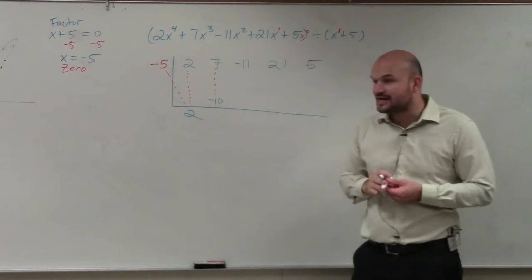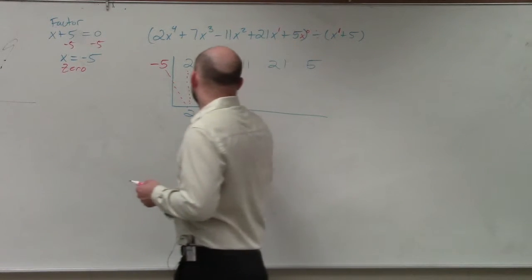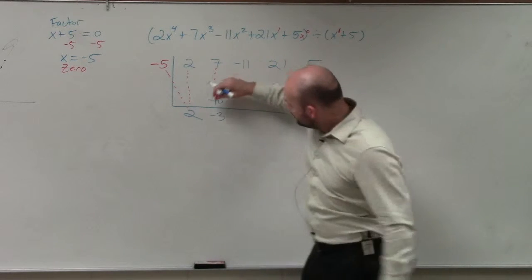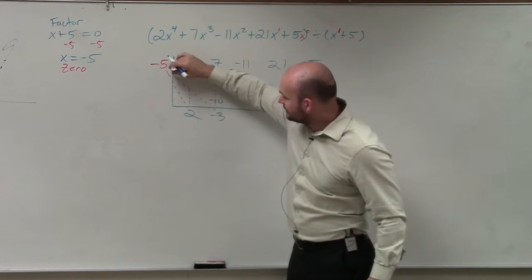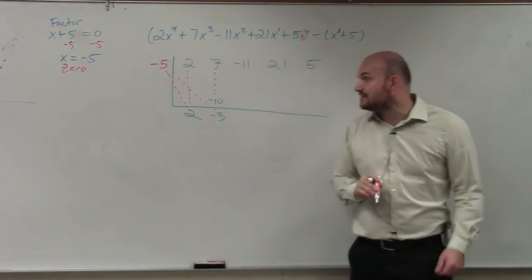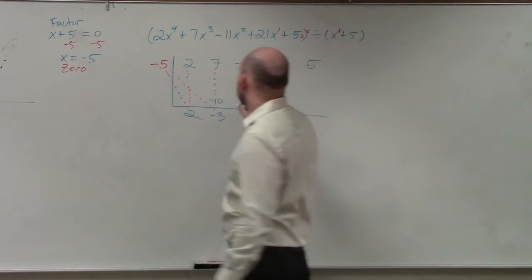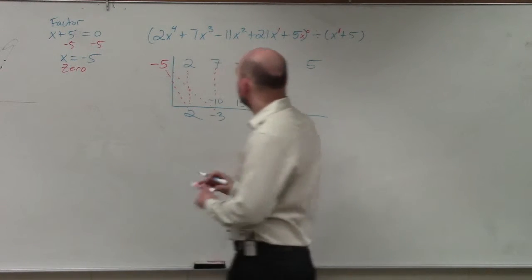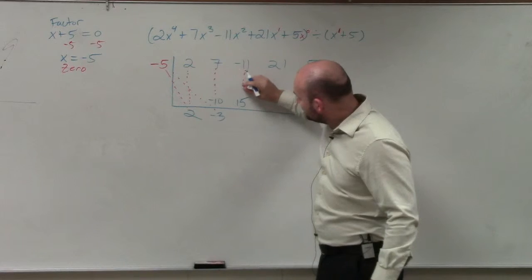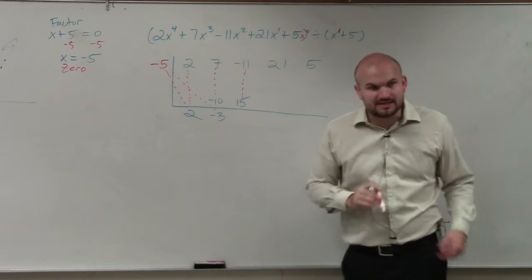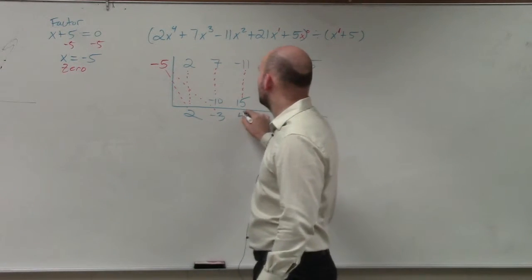7 plus -10 is -3. Then you multiply on the diagonal. -3 times -5 is positive 15. Add on the vertical. Negative 11 plus 15 is 4.